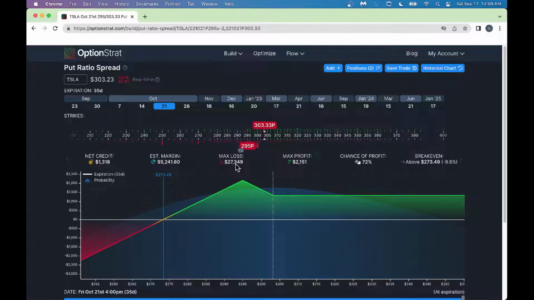But look, your max profitability is 2,151. Look, you're almost making twice your net credit. If the stock comes around this price here, look right here, this is your price where you'll make the most money. If the stock comes around this price right here, you'll make a good amount of money. That's your max profitability level here. As long as Tesla stays above 273, you'll make money. And look at the chance of profitability, 72%.